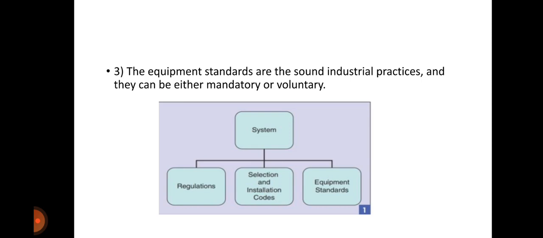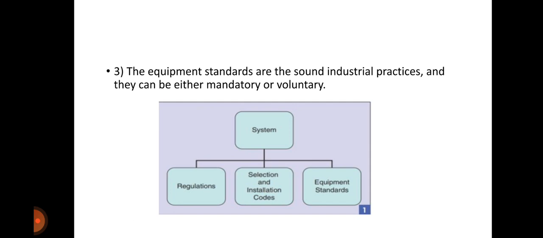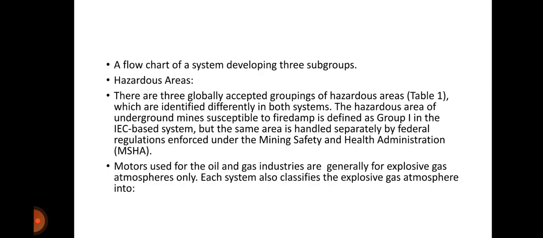So for your system, we can see the picture in it. Here: system, regulations, selection and installation codes, equipment standards. This is a flow chart of a system developing three subgroups. Here, the system is divided into three subgroups. They are regulations, selection and installation codes, and equipment standards.